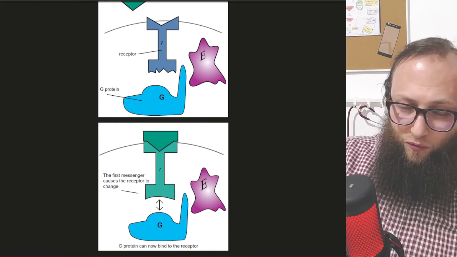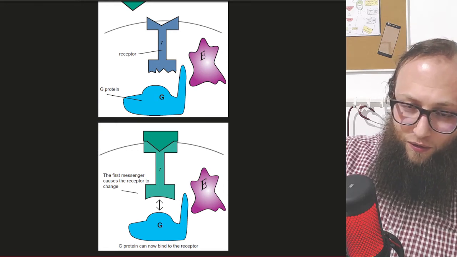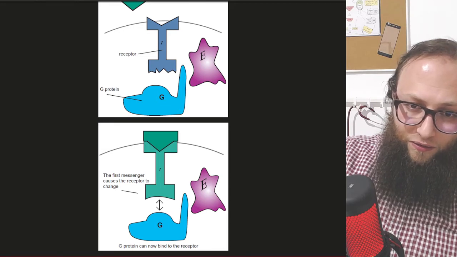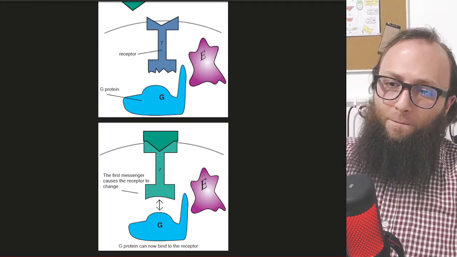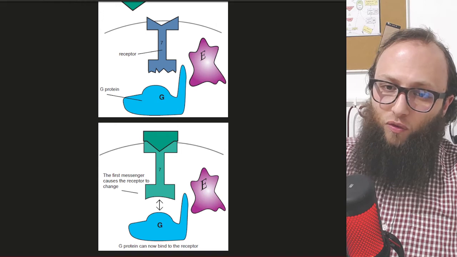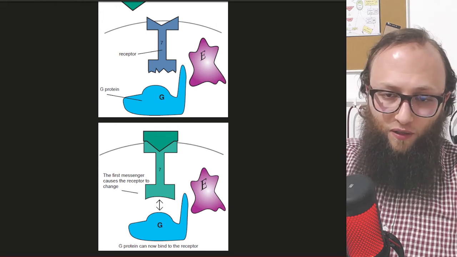And you can see here, in this picture, that the whole thing is green right now, and the shape of the end of that receptor has changed, so it is actually ready for the G protein to bind there.